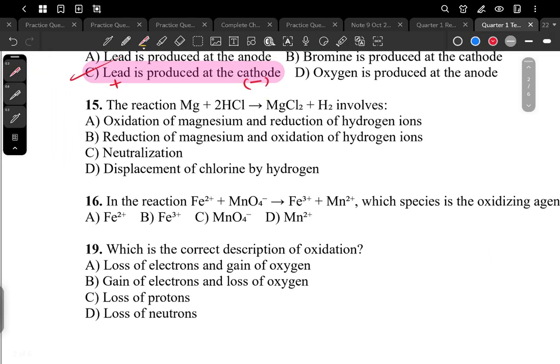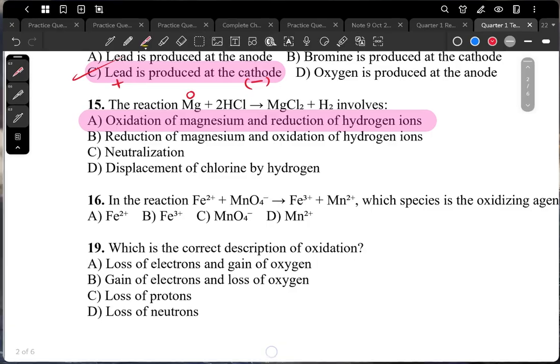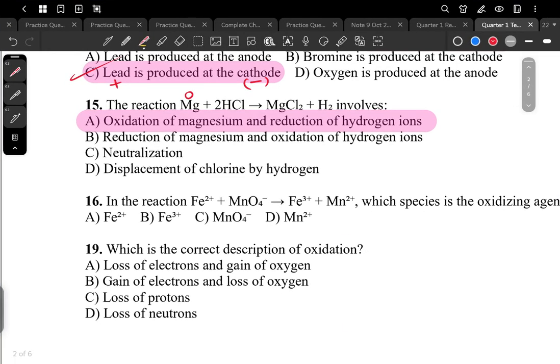Question 15. The reaction: magnesium reacts with hydrochloric acid to form magnesium chloride and hydrogen gas, involves what? A. Oxidation of magnesium and reduction of hydrogen ions. Actually, when you revise the equation, this is a correct answer. Oxidation happens to magnesium. Why? Because magnesium has an oxidation number of 0 before the reaction, and after the reaction it has an oxidation number of positive 2. How do I know that it has positive 2? Because magnesium belongs to group 2 in the periodic table, so it has an oxidation number of positive 2. So it increases from 0 to positive 2.